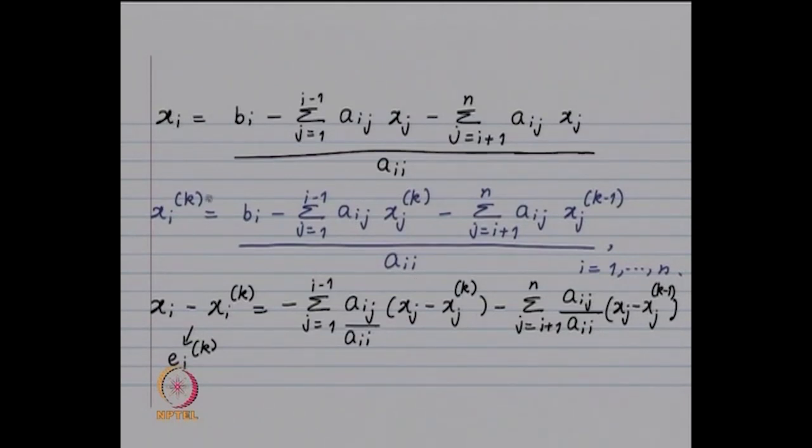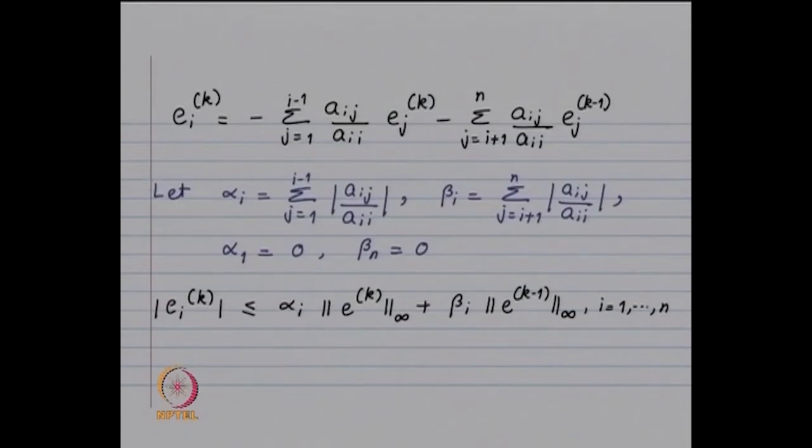Take the subtraction. So, you are going to have x i minus x i k is equal to b i's will get cancelled, minus summation j goes from 1 to i minus 1 a i j by a i i times x j minus x j k, minus summation j equal to i plus 1 to n a i j by a i i times x j minus x j k minus 1. So, this is our e i k, this will be e j k, this will be e j k minus 1. Now take the modulus of both the sides and you are going to get modulus of e i k to be less than or equal to alpha i, where alpha i is summation j goes from 1 to i minus 1 modulus of a i j by a i i, and beta i is this summation. Alpha 1 is defined to be 0, beta n is defined to be 0, and modulus of e j k will be less than or equal to norm e k infinity.